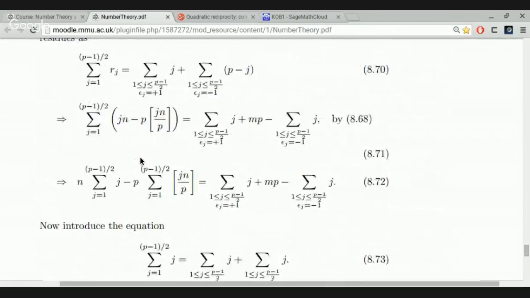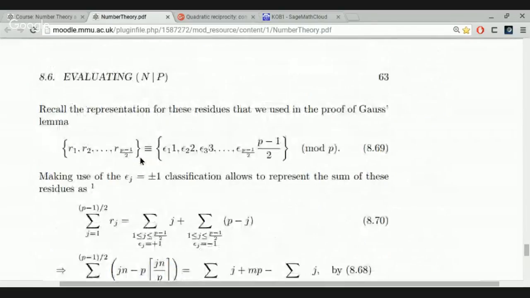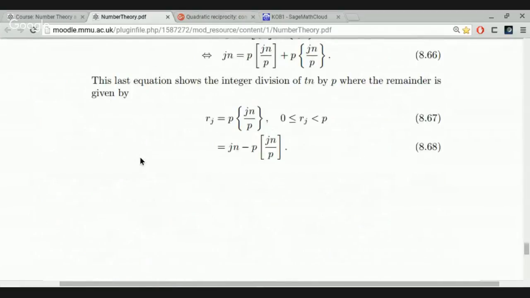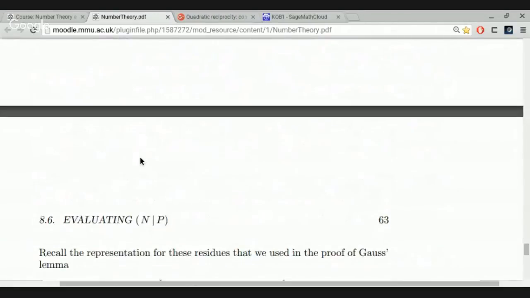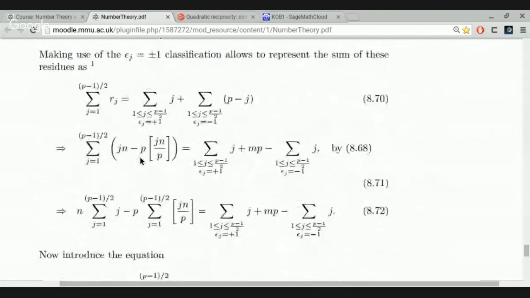And then we work with this formula here. So the residue rj that we have there, our previous expression for that was j times n minus p times the floor of jn over p. It's quite technical, this proof. So we substitute that in. We substitute rj for this expression here.